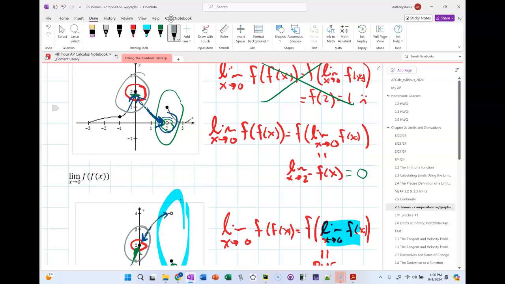So if it was a minimum, it'd be the limit from the right. You'd be taking the top. Or the right hand. Yes, exactly right. 100%. Is that better? Okay.